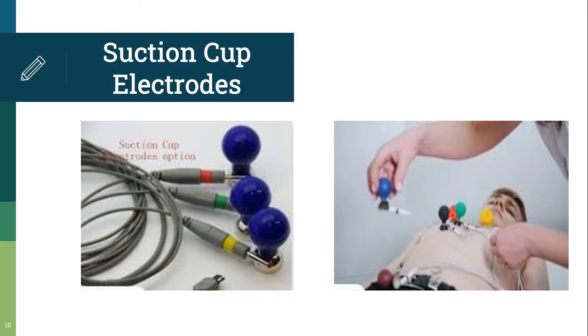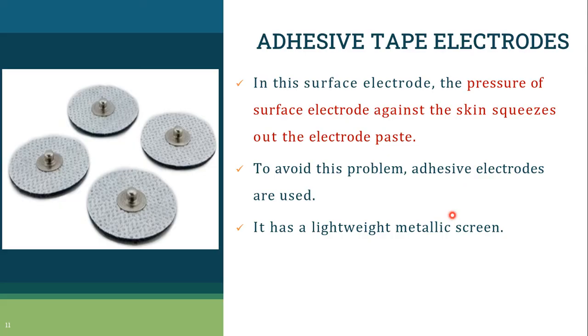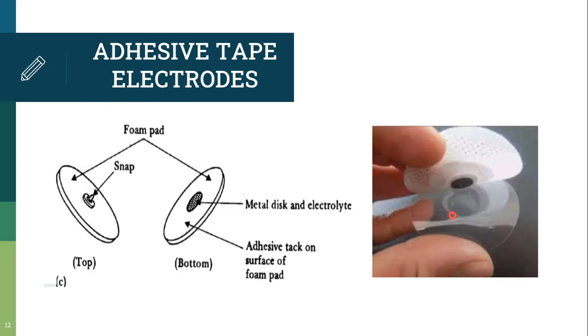Then comes the third type, the adhesive tape electrodes, which are disposable tape electrodes. This is a common electrode which we are using nowadays. So it is a disposable pad which has been placed on one side of the electrode. It could be easily removed. We have a black space through which a metal disc or electrolyte has been inserted, through which a lead wire has been inserted, which has to be connected to the electronic devices.